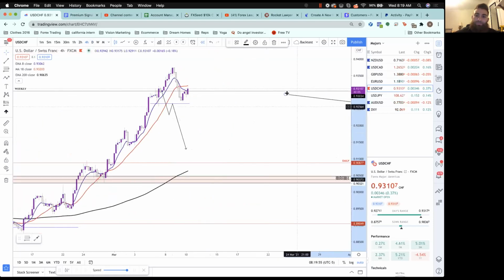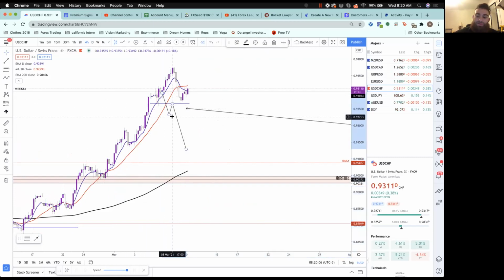Down to the 4 hour. 4 hour is still bullish. We haven't broken exactly anything yet. This is very minor, but we're testing that. So we haven't broken anything yet. I had this mapped out early in the week, what I would need to see.